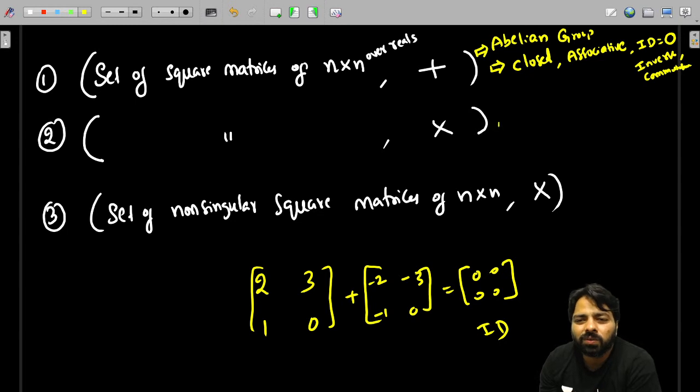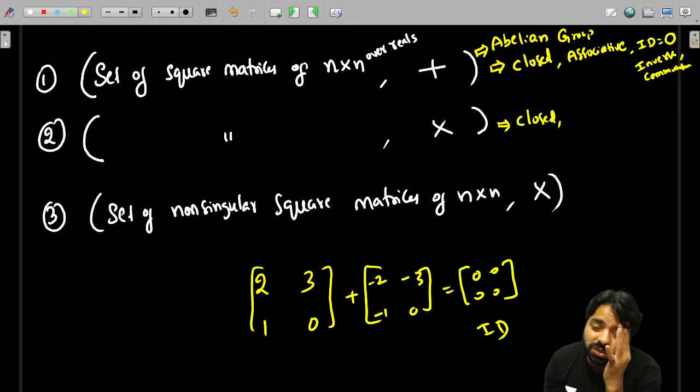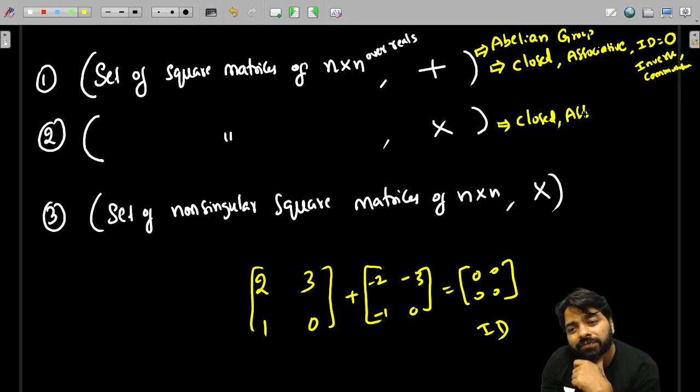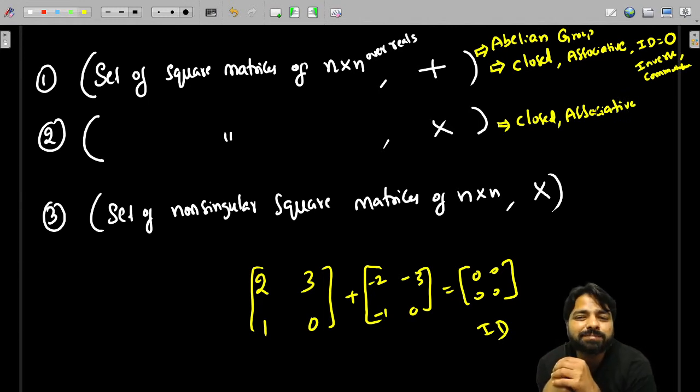Second, multiplication. Of course, you can multiply two matrices, you will get another matrix, no doubt. Closed. Associative, yes, associative has no problem, but commutative will create a problem. Now be careful here. AB need not be the same as BA. Everybody knows that. Here commutative fails. It's not a normal multiplication of two numbers.